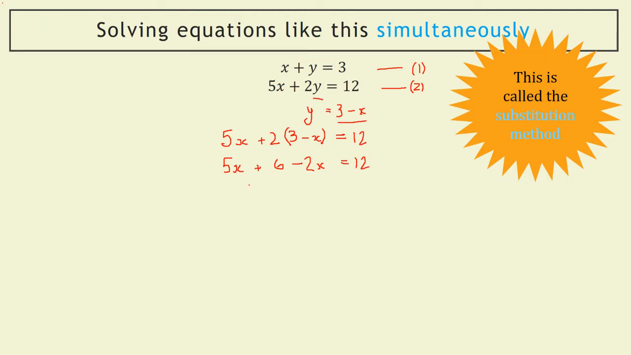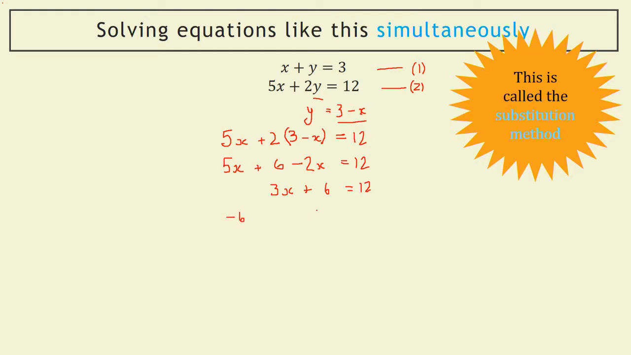Now I look to simplify this left-hand side, because I've got a 5x, but then I'm taking away a 2x. So how many x's do I really have? 3x, Liam, yeah. I've still got the plus 6, and it still equals 12. I think we can solve that from there, can't we? What would you do? Yeah, so that's what we're going to do, Ken.